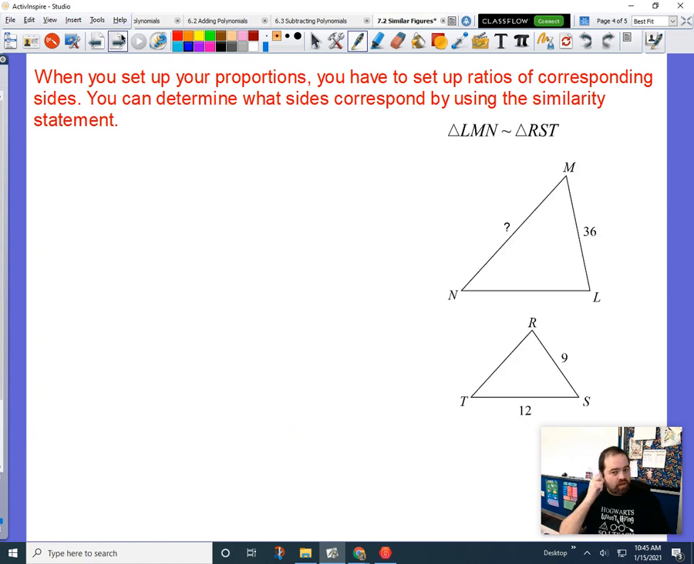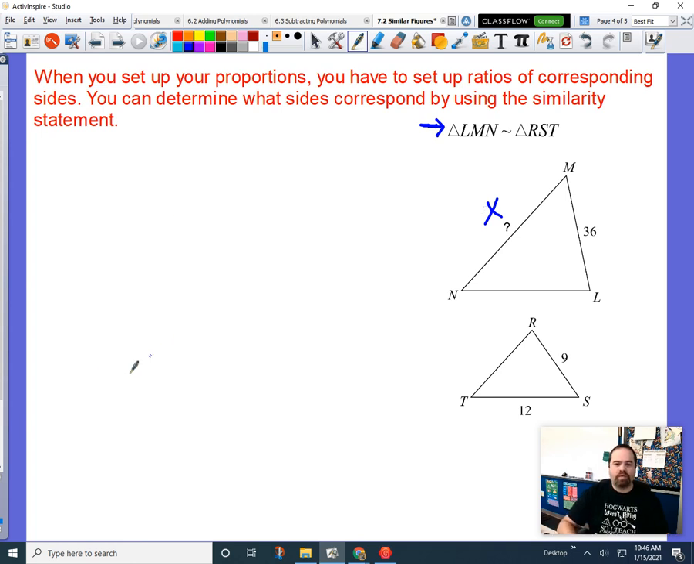Okay, the similarity statement, the triangle statement here, that's going to be probably more helpful in my opinion than the actual triangles. Okay, I need that more than I need the pictures. So same thing, and it doesn't matter if you're setting up these ratios with bigger numbers on top. We're not actually really doing anything with the fractions at this point, so just getting it set up is the important thing.